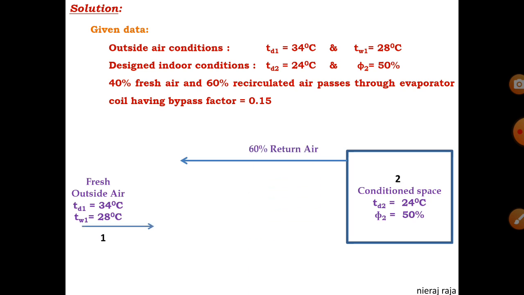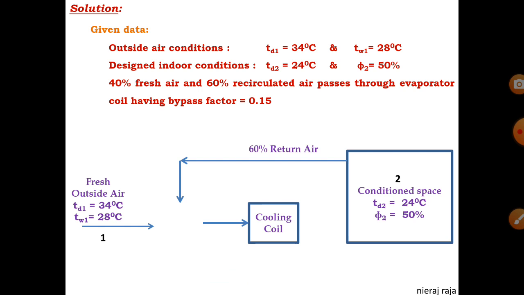Okay, so 60% is recirculated air which is coming from 2. We have denoted the conditioned space as 2 and the fresh outside air as 0.1. So they will come together, 40% fresh air and 60% recirculated air. They are mixing together and after that they are entering your evaporator coil or cooling coil.